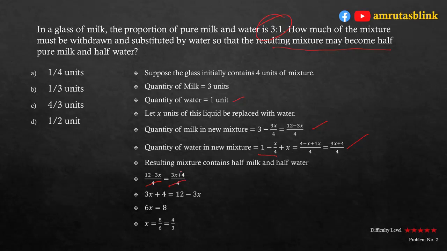So this x, now what is this x? X is a unit of liquid to be replaced with water. And what is being asked in the question, that is how much of the mixture must be withdrawn. So this x is exactly our answer, that is 4 by 3 units are to be withdrawn and replaced with water, so that the resultant mixture will have equal amount of milk and equal amount of water. I hope you understood this problem, because this is a core concept of alligation. So answer option C, 4 by 3.